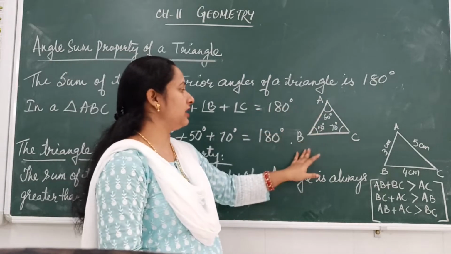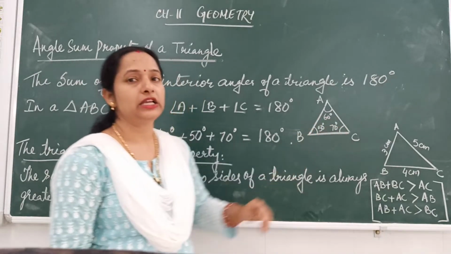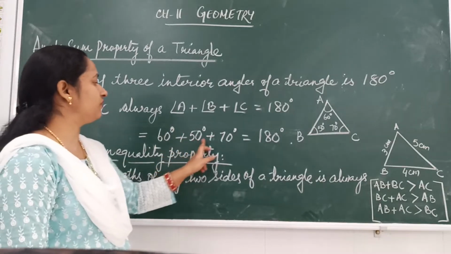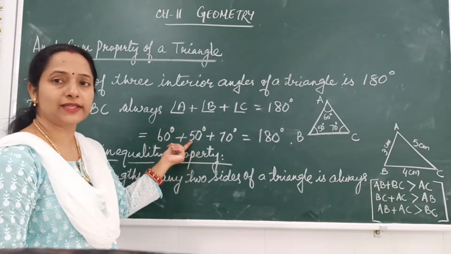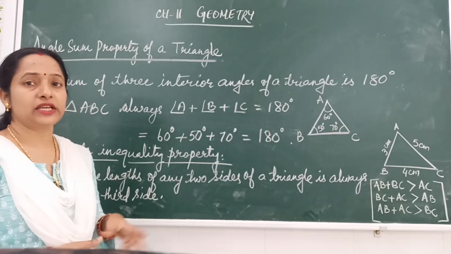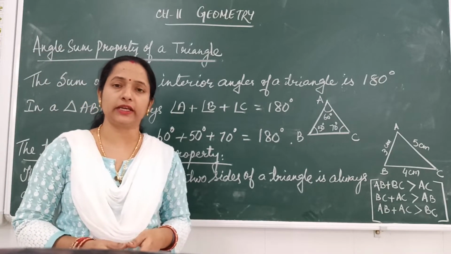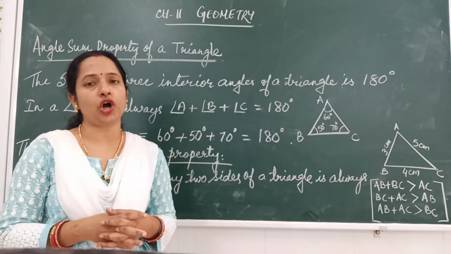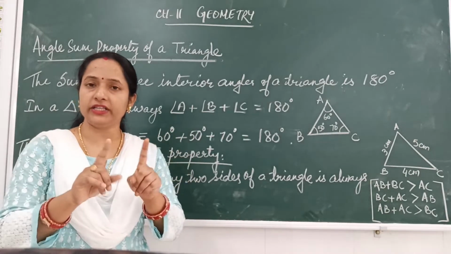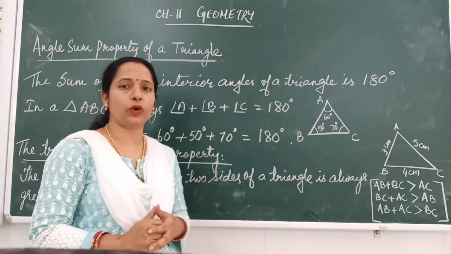Suppose here is a triangle ABC given, where angle A is 60 degrees, angle B is 50 degrees and angle C is 70 degrees. So the sum of these angles, 60 degrees plus 50 degrees plus 70 degrees: 60 plus 50 is 110, plus 70 is 180. So this tells us how the sum of the angles of a triangle is 180 degrees. For this you can randomly draw a triangle and measure each angle of the triangle and find the sum of those angles, then definitely you will get the sum equal to 180 degrees.